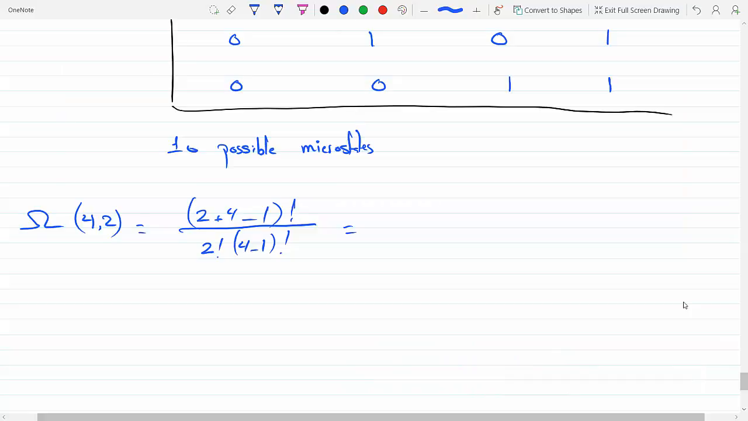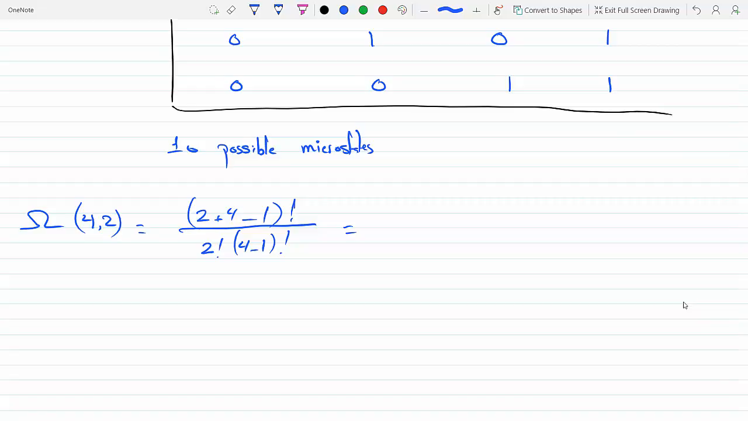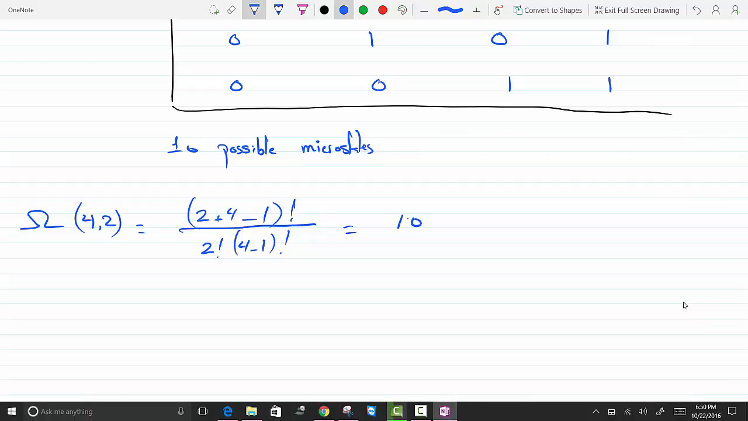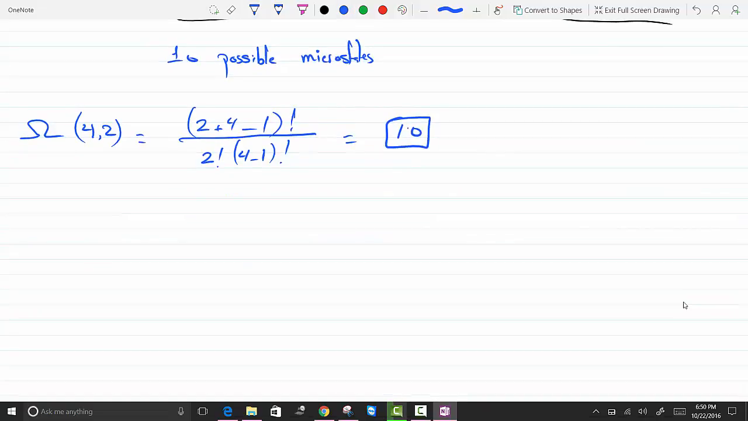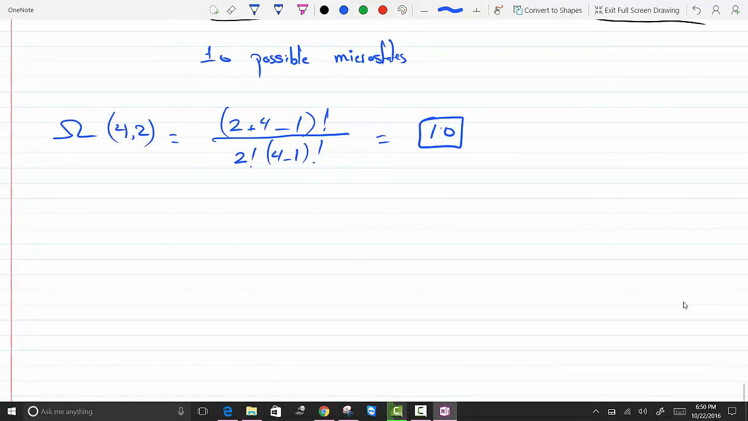And the answer here, if you do the math, you would get 10 microstates. Okay, number E is the same thing. I won't do the table, I'll just do it using the formula.